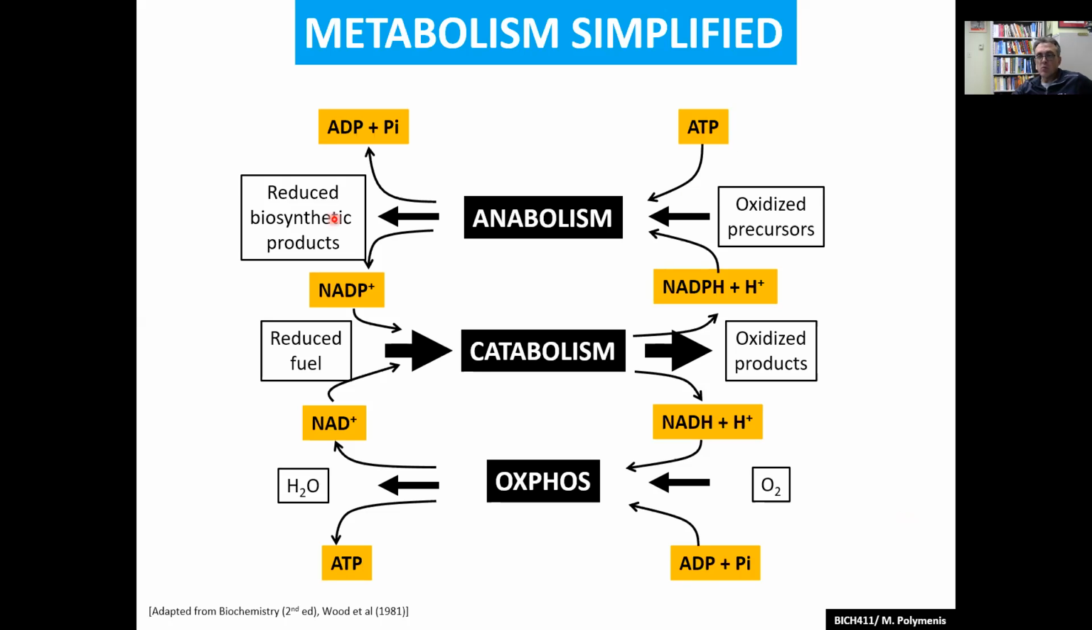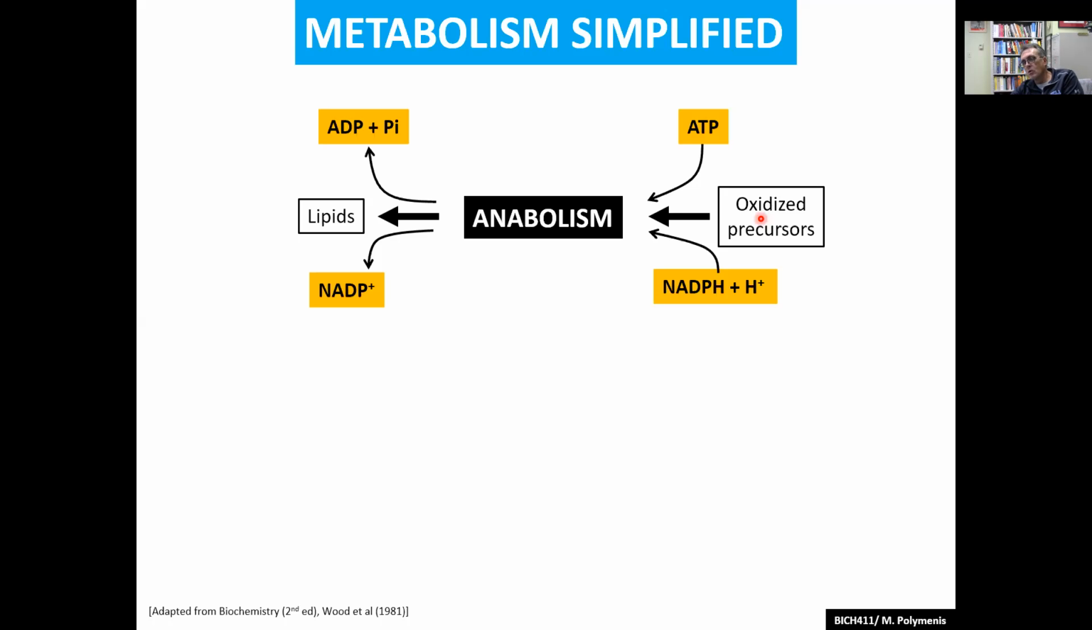Where does that fit into our whole organizing scheme of metabolism? It's clearly an anabolic process. So we're going to see how we start with small oxidized precursors and put to use energy in the form of ATP and reducing power in the form of NADPH. A significant fraction of NADPH goes to actually make lipids. Lipid synthesis is a major sink of NADPH.